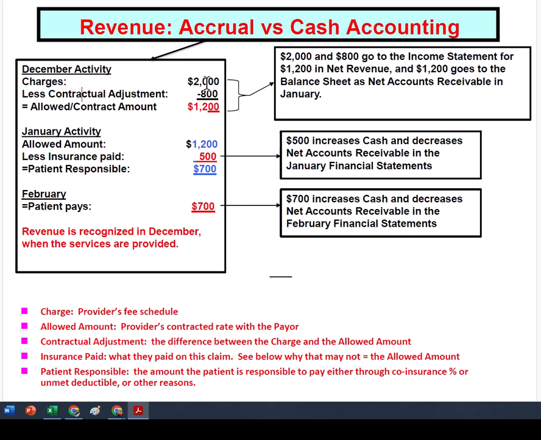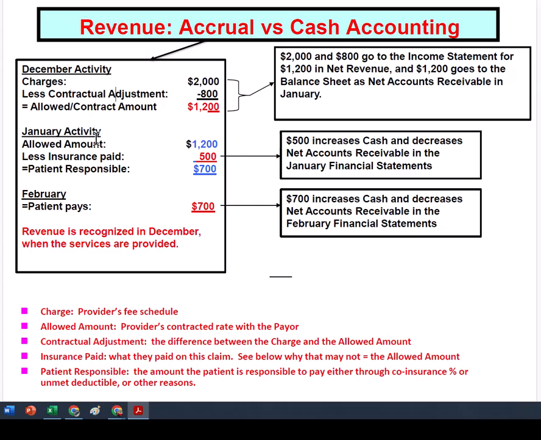So in this case, we had our charge less our contractual adjustment. We hope to get $1,200. We record that $1,200 on our income statement as revenue, and we record the $1,200 on the balance sheet as accounts receivable. Again, with respect to the patient accounting system, there's no difference between cash and accrual. What we're talking about here is the actual financial statements that are presented.